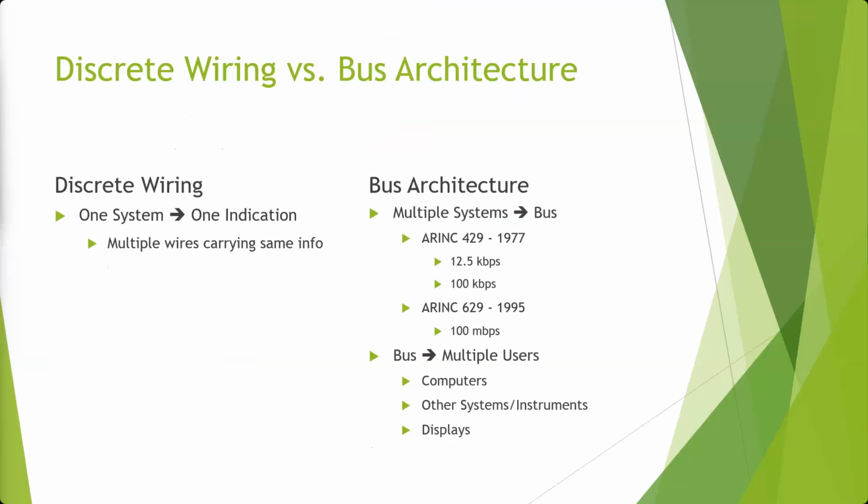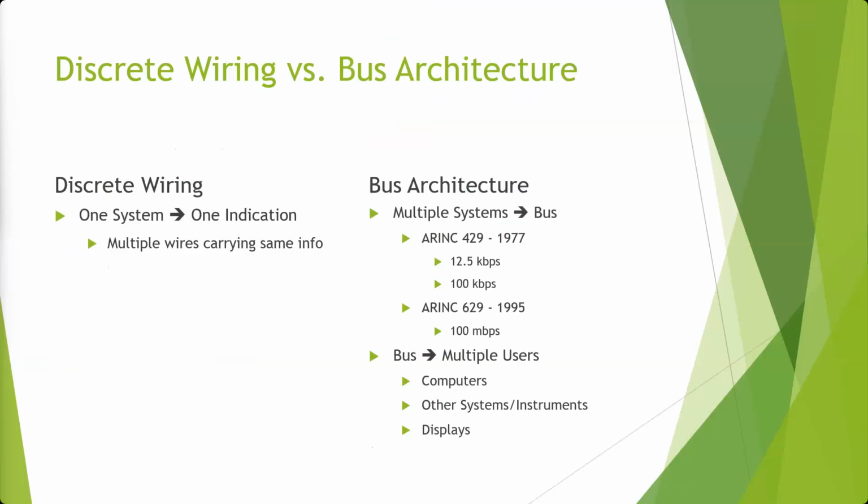I've got two of them. I've got ARINC 429 and 629 listed here. There are others as well. There are newer versions. Boeing developed a new one for the 787 that's even faster than these, and I don't remember what the number is for it. Most of them are referred to by a number.